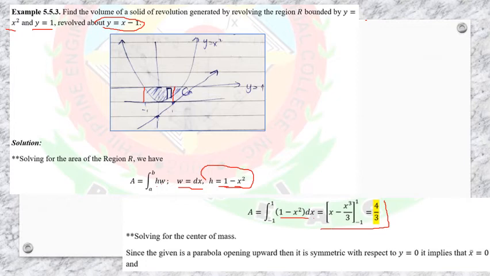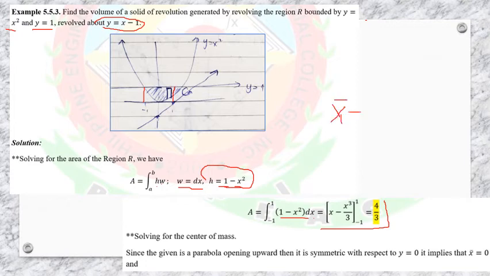Then after that, solving for the center of mass. So, since the given is a parabola opening upward and it is symmetric with respect to the y-axis, it implies that x bar equals to 0. Okay, bakit siya naging x bar equals to 0?